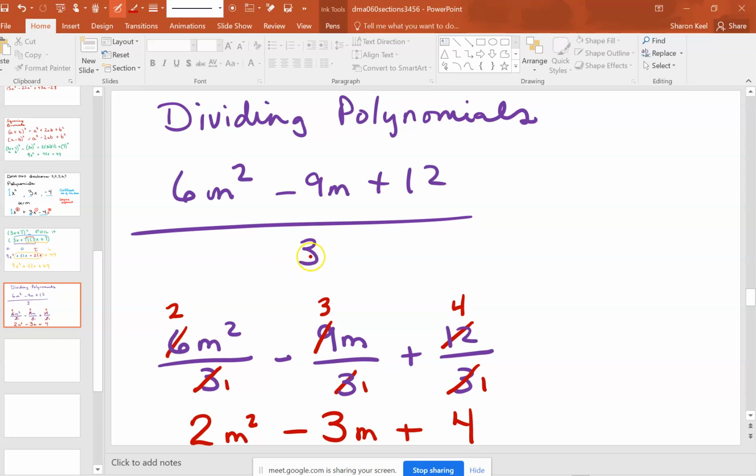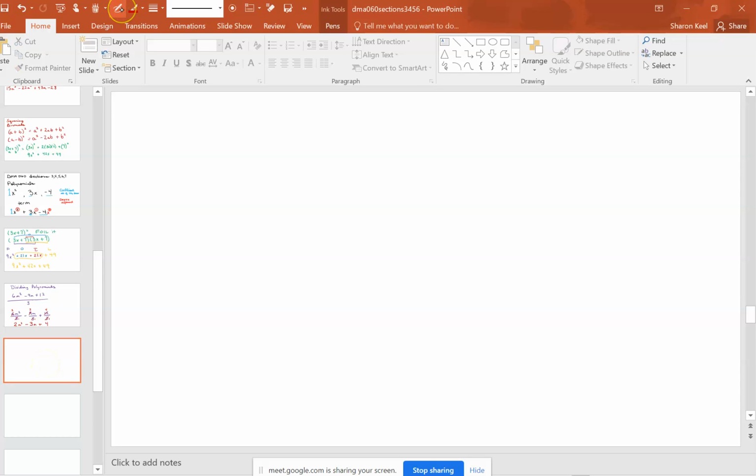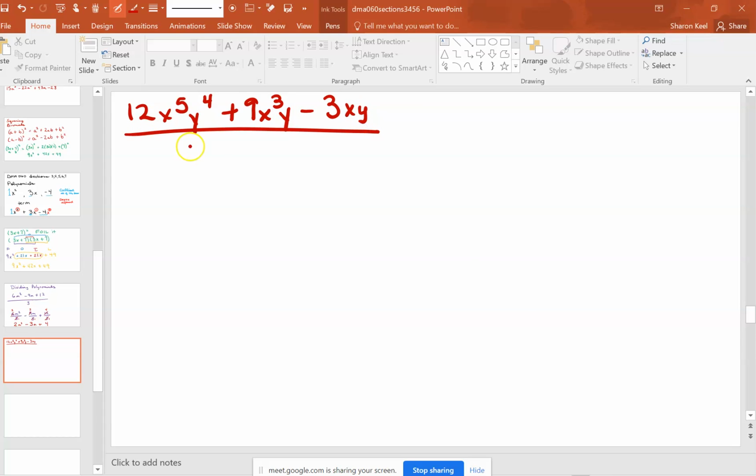I don't like to write it once because what I find that students sometimes do is they divide the 3 by only one of those terms and then they stop. Now, if it's a single term, you're thinking, well, that's not that big of a deal. It's not. You probably will still do that correctly. But if you have a problem such as number 3 on page 6-54, this problem is 12x to the 5th y to the 4th plus 9x cubed y minus 3xy. All of it is over 3x squared y.